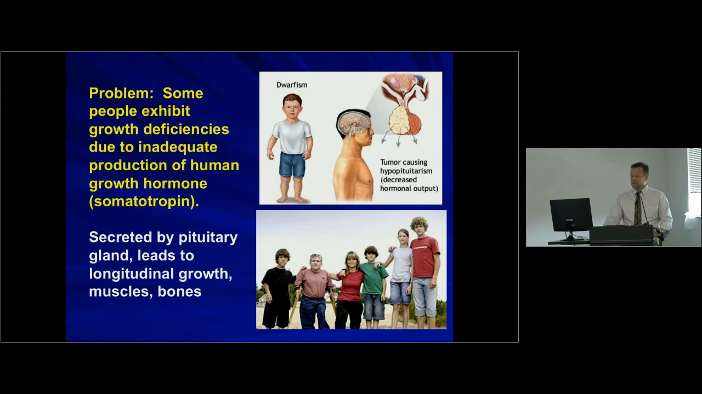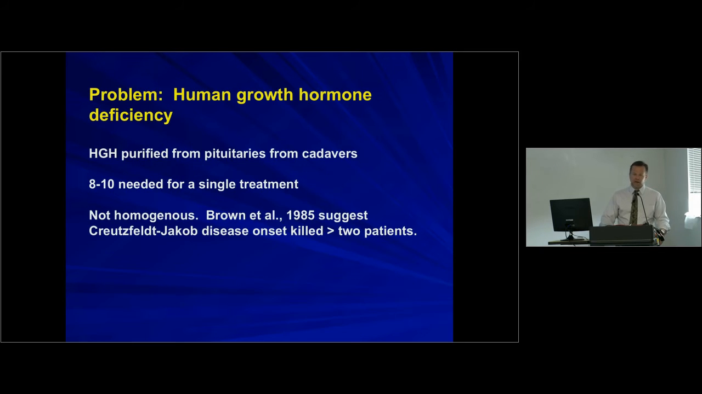And the way to fix that is you can use human growth hormone as a therapy to correct it, at least to some degree, at least lead to more muscle growth and bone growth. And the way that you did this was you could purify human growth hormone from cadavers. You could go into a morgue and with a small bucket collect those pituitary glands, from which you could purify human growth hormone. And 8 to 10 cadavers were needed for a single treatment. So you can see a lot of work, a lot of expense.